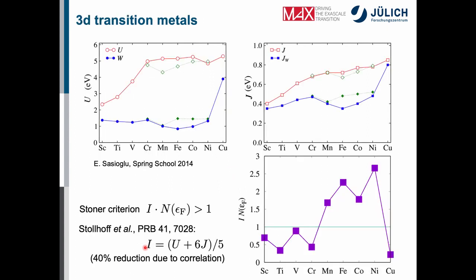As an example, we show Hubbard U parameters that we have calculated for the 3d transition metals from scandium to copper. In red, we see the Hubbard U parameters. In blue, the corresponding fully screened parameters. The latter also contain the screening happening in the correlated subspace, which is why they are significantly smaller. On the right-hand side, we also plot the respective Hund exchange parameters.